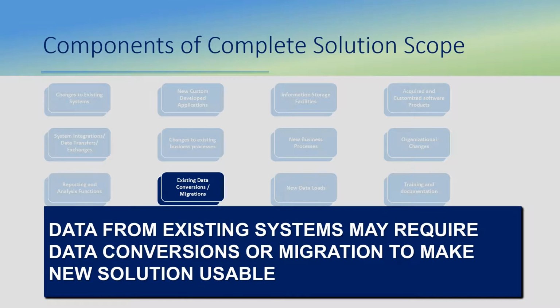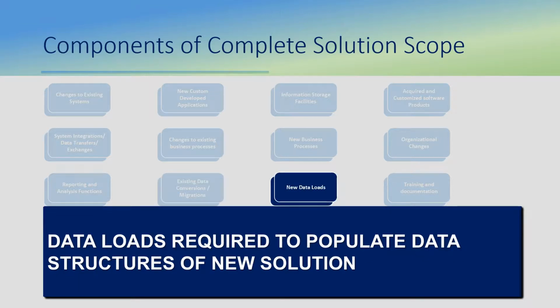Existing data conversions and migrations. Data from existing application components may need to be migrated to the new platforms to avoid data loss and to make the new systems usable. The migration activities may include data reformatting, mapping to new data structures, data enrichment, and data cleansing. New data loads. New data loads may be required to populate some of the data structures of the new solution to make the new system usable.